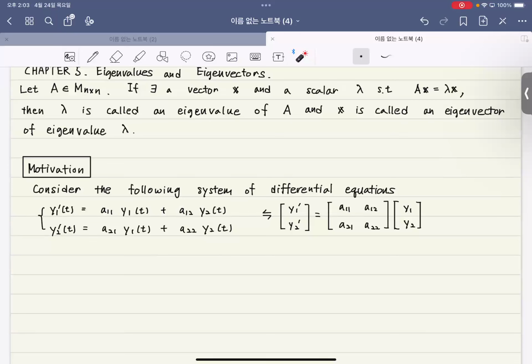Suppose that the coefficient on the other variable equals 0, then everything is obvious, because the derivative equals some number times itself. Therefore, in that case, y must be an exponential function, right? But in this case, y1 and y2 are somehow intertwined together. So it is not very clear what the solution of this system of differential equations is.